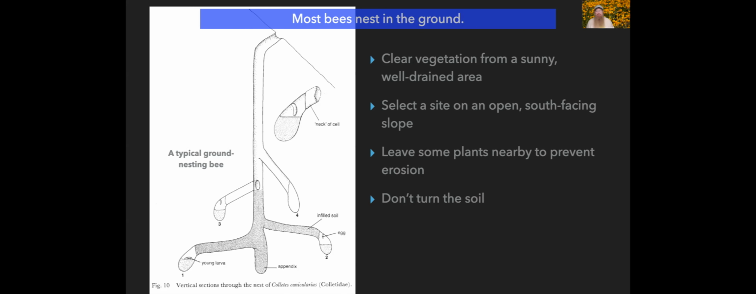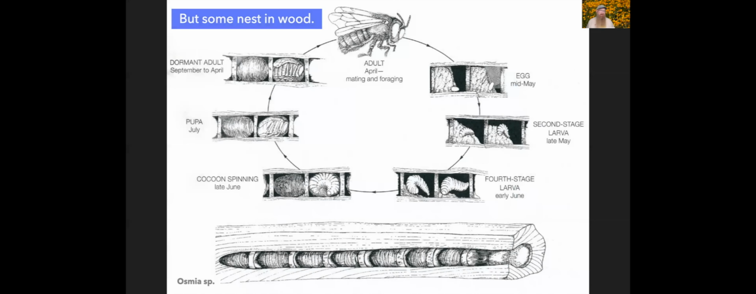Don't turn the soil. That's so hard for gardeners. We want to turn that soil. We were all taught that in the 70s with organic gardening. Oh my gosh. Nope. Don't want to do that. Leave the soil alone. Let the bee do the digging. You don't need to do it for them. Bees need stable soil, soil that's not been turned. Leave it alone. All right, now some bees nest in wood like this.